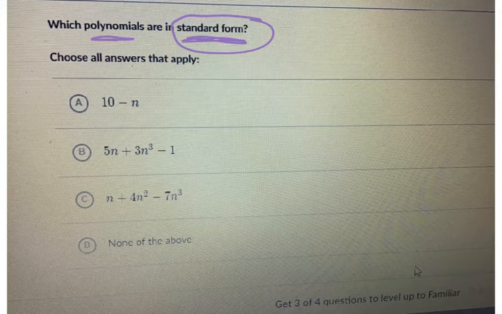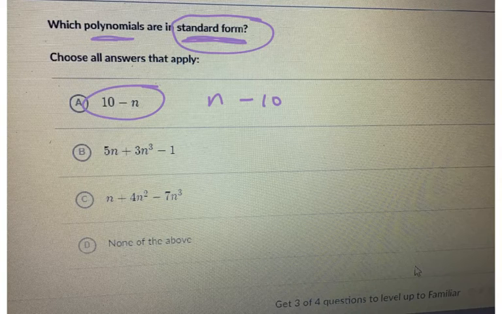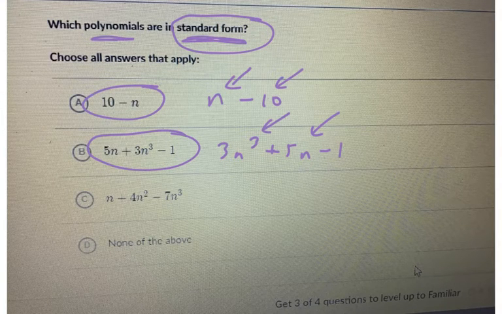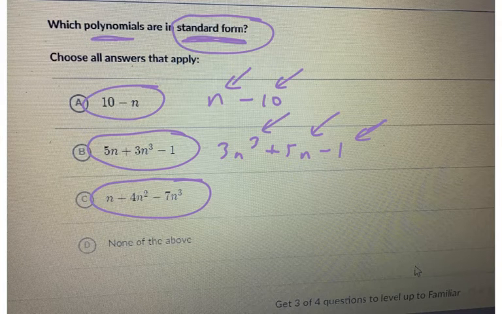Okay? See, this right here is not in standard form. Why? Because you want it to be n minus 10. You want the variables first, the constant always is last. This right here is not standard form. Why? Because you want it to be like this. See, you want the highest power going down to the lowest power in order, and then again, the constant at the end, always. So if you look at this one here, that one's out of order, right? It should be negative 7n^3 plus 4n^2 plus n.